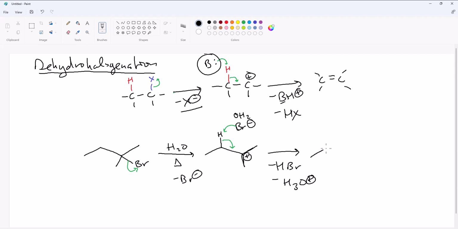What we're left with is the tri-substituted alkene, plus an equivalent of HBr or H3O+, depending on what you use to pluck off the hydrogen. So this would be the dehydrohalogenation. This is a two-step mechanism. First, we lose our bromide or halide, and then in the second step, we use some base to pluck off a hydrogen to form the alkene.